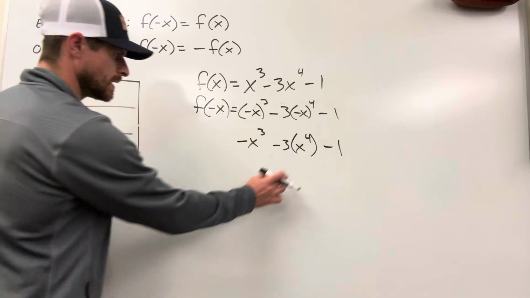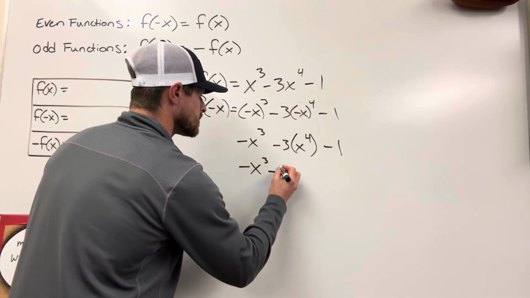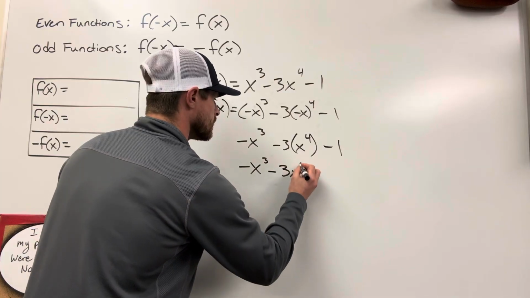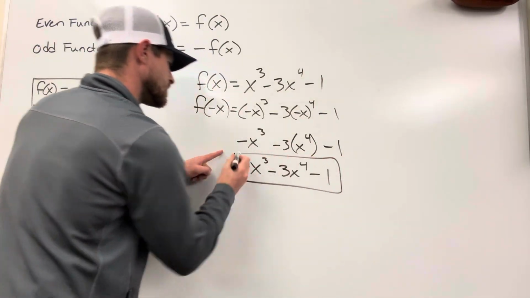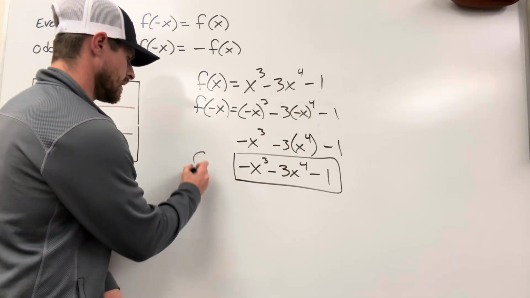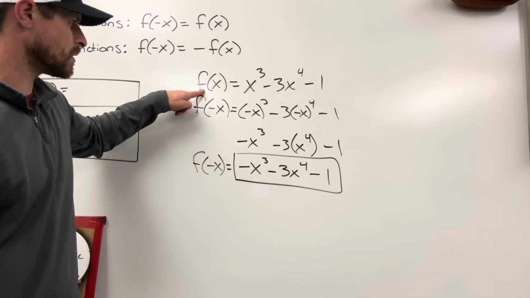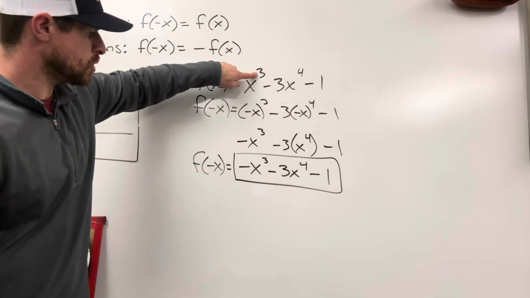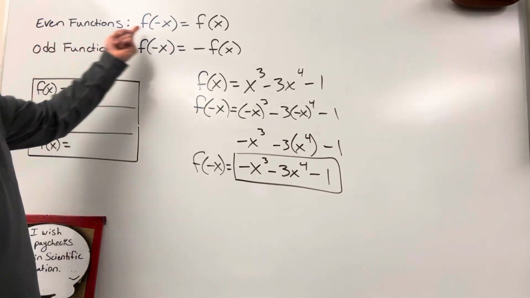Okay, well, can we clean this up? Yeah. So we get negative x cubed minus 3x to the fourth minus 1. Let's compare our simplified function, which is f of negative x, to our original function, f of x. X cubed, negative x cubed. Well, that right there tells us it's not even because they don't match up.